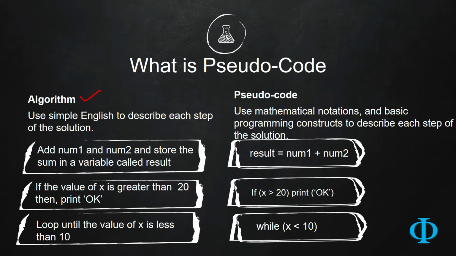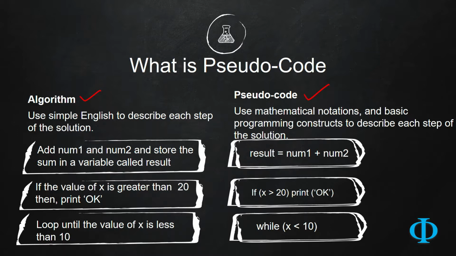So what is the algorithm? Algorithm means the step-by-step instruction. So use simple English or any language of your preference, your mother language, whatever it is, to describe each step of the mathematical solution. And after describing the problem in clear English or any human language, then you have to convert it to something called pseudocode. Now, what is a pseudocode?